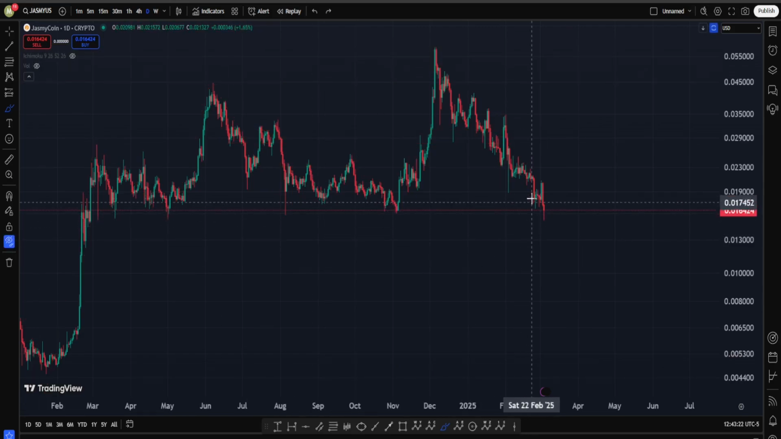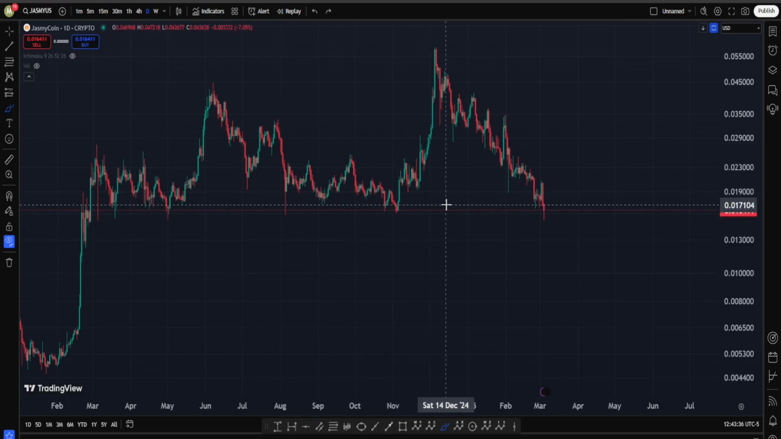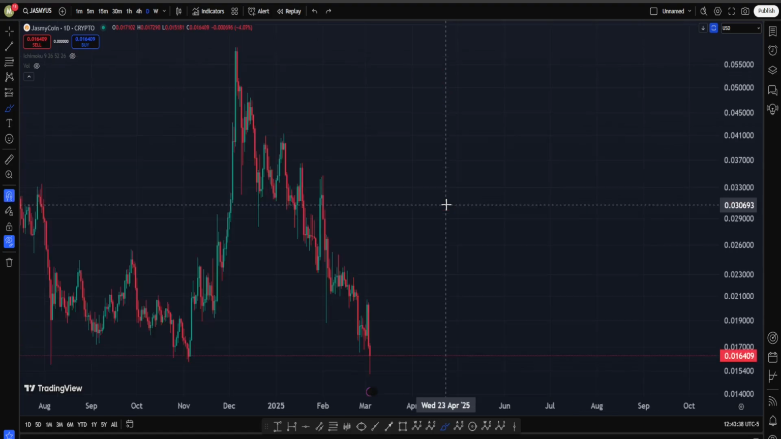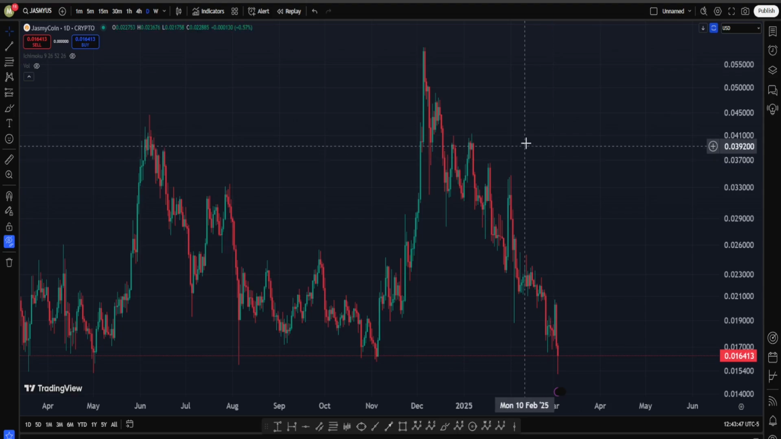Okay, as you can see, in the last move down in Jasmy, we actually took all these lows, and I'm going to see, is this actually a bad sign, or maybe something else is happening in here, and what we need to see in order to be able to talk about the bullish possibility in the mid to long term with a bit more confidence.